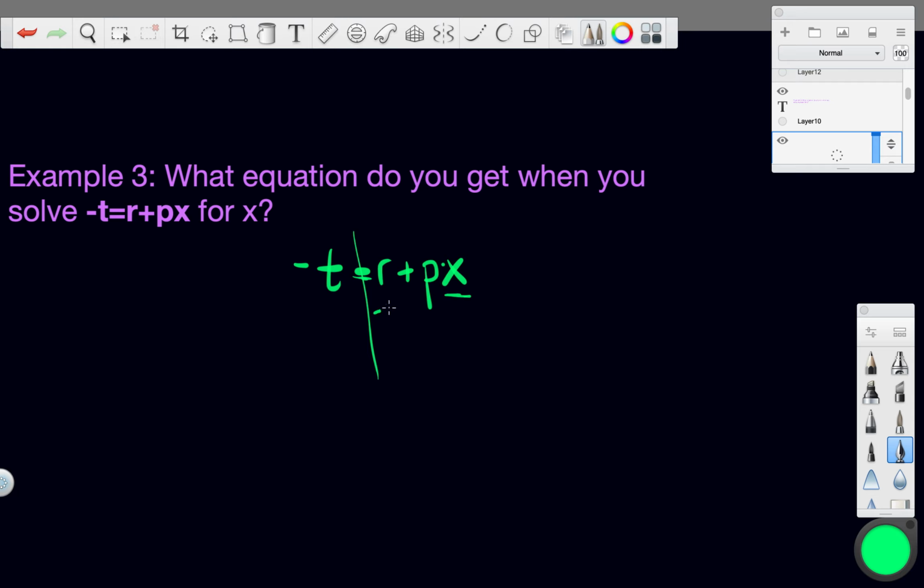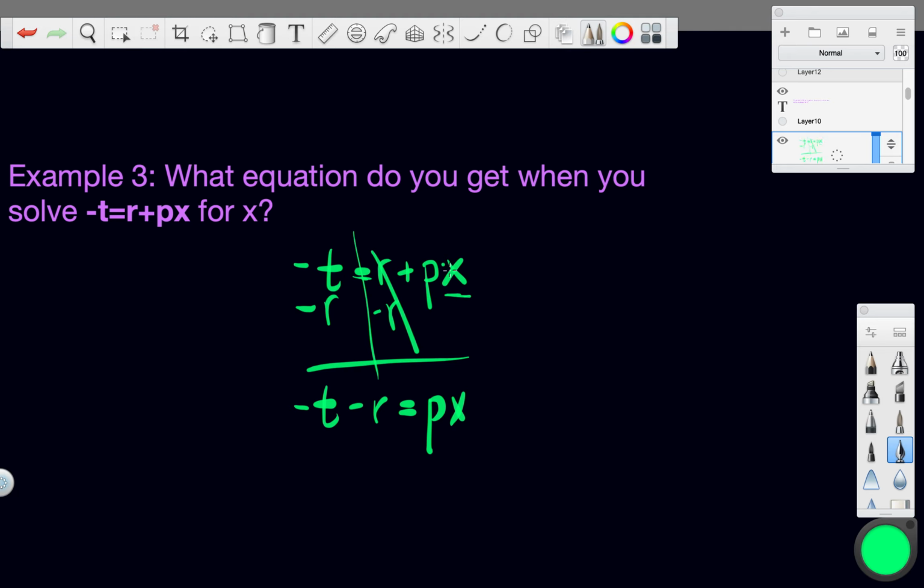So in order to get rid of it, the inverse operation is subtraction, and also over there. So t and r, they are unlike terms. They are two different variables, so I'm just going to write them right next to each other. So I have negative t minus r, and that equals px.